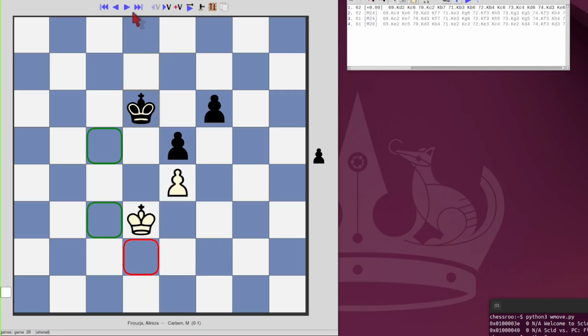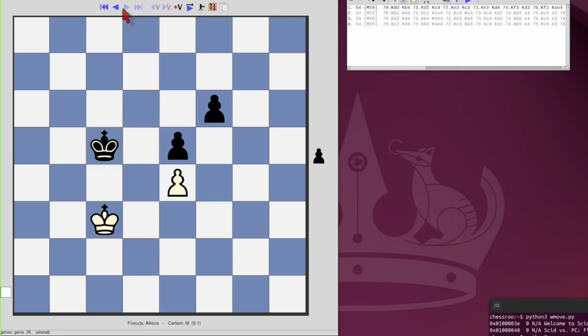What Firouzja did, if you look at the video by Daniel King, you'll see I think Firouzja had 3 seconds left or something. So you can understand why people make these sort of mistakes when they're in time pressure. And then Carlsen moved king c5, and now black has the opposition, and white gets outflanked.